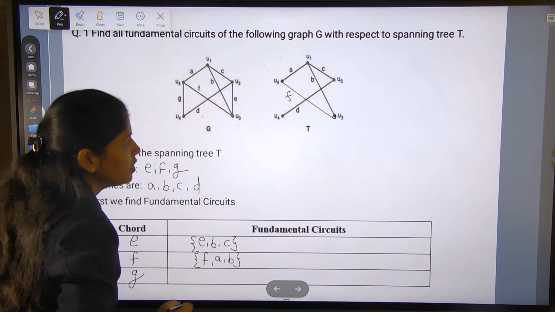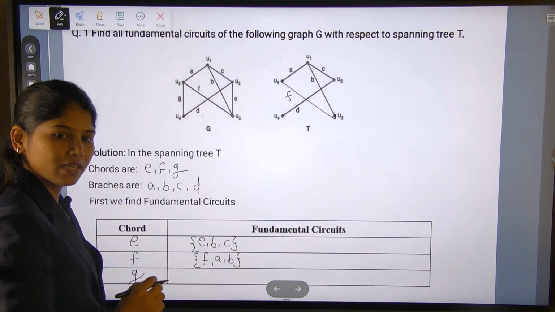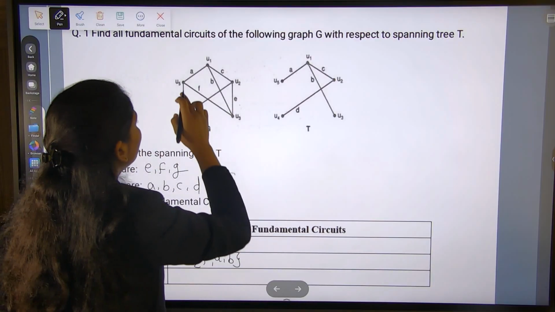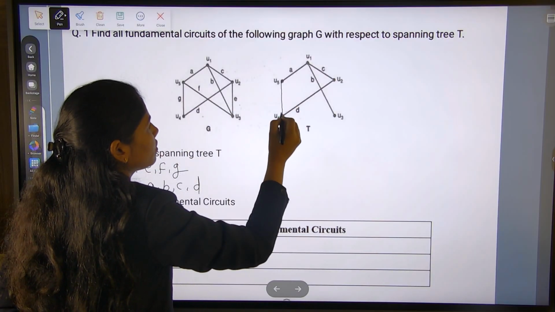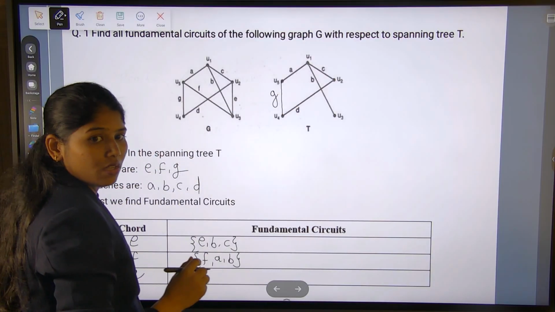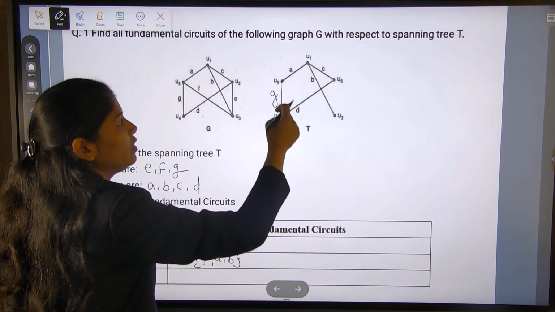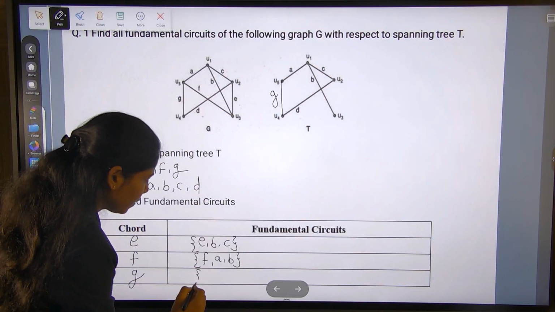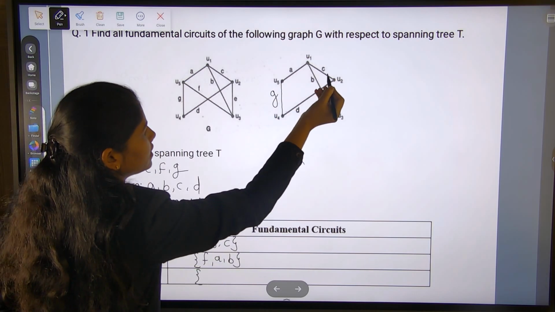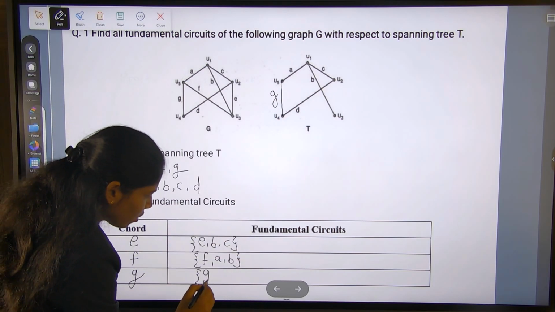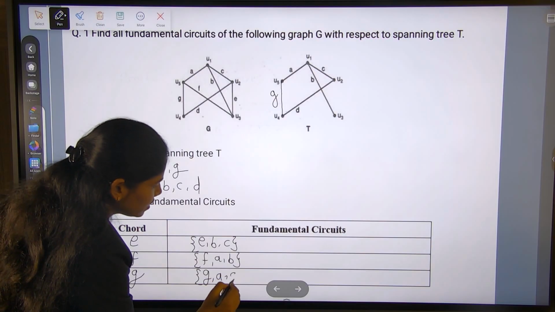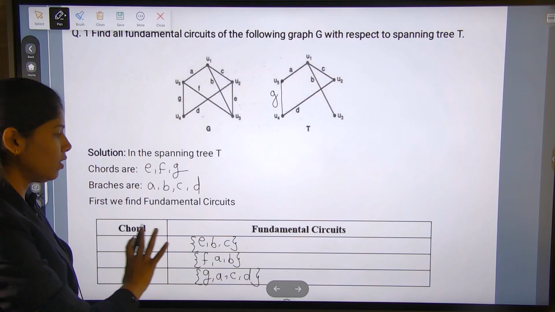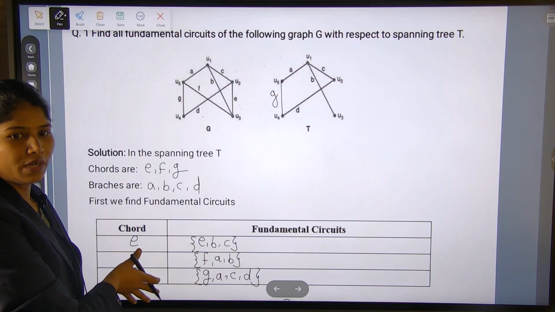So F, A, B is the fundamental circuit. Now for the next chord G, remove F and add the chord G. So this is chord G. Again we get one fundamental circuit. So write down that circuit: G, A, C, D. Write down all the edges here: G, A, C, D. So that's it. We get all the fundamental circuits for the respective chords.